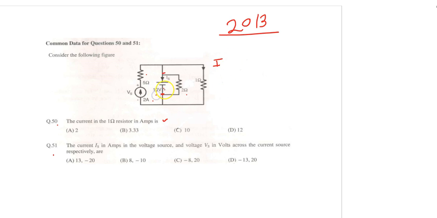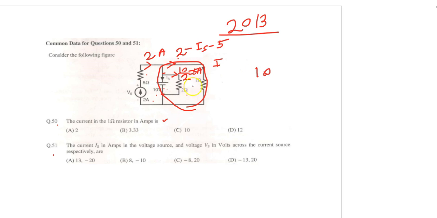You see that there is a 10 volt voltage source across the 2 ohm resistor. Current through this resistor will be 10 by 2, which is 5 ampere. Current is 2 ampere, and here current is Is plus 5. How much current is this? 2 minus Is minus 5. This current. Now apply KVL around this loop. So KVL around this loop is the 10 volt.